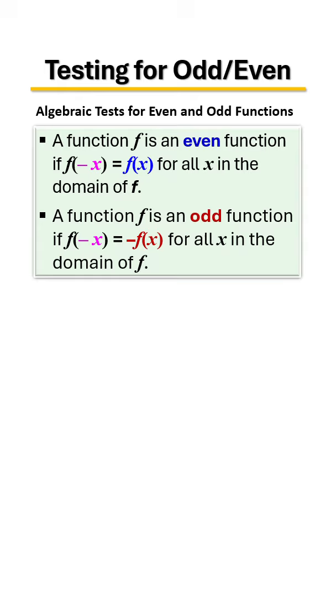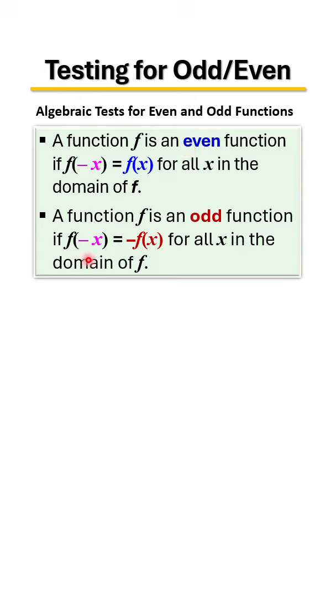Much like you have a test that you can perform algebraically to determine whether a function is symmetric with respect to the x-axis, y-axis, or origin, there's also an algebraic test you can perform to determine whether a function is even or odd. So this test says that a function is even if you plug in negative x in place of x and you wind up with the same equation you started with, then it is an even function.